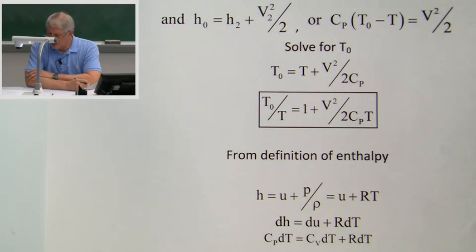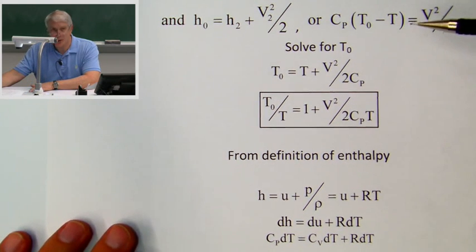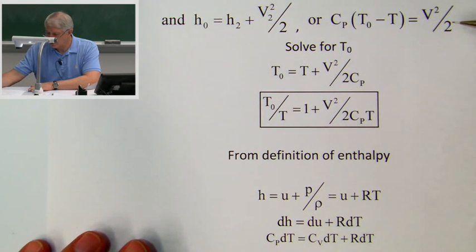Okay, so because gZ2 cancels, and W went away, that means H0 now equals H2 plus V2 squared over 2. All right, I'm going to rewrite H. H0 minus H we could write as Cp times (T0 minus T) for an ideal gas, and that's going to equal V squared over 2. Now notice I dropped the subscripts here because the 2 is just some arbitrary position, so it doesn't really matter.